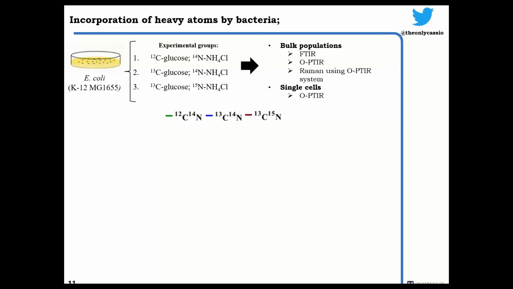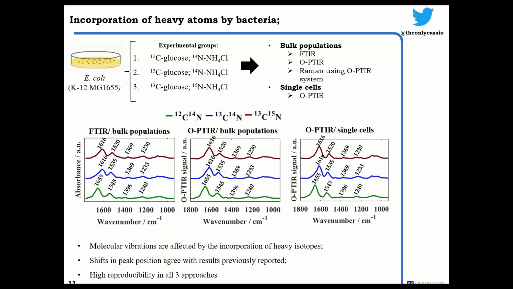We analyzed bulk populations using OPTIR and FTIR, and we also collected Raman signatures simultaneously with the infrared signatures using the OPTIR system. We also evaluated single cells using OPTIR. Here we have the infrared spectra acquired from bulk populations using FTIR, bulk populations using OPTIR, and single cells using OPTIR. We can see some shifts comparing the spectral signatures from the different experimental groups.